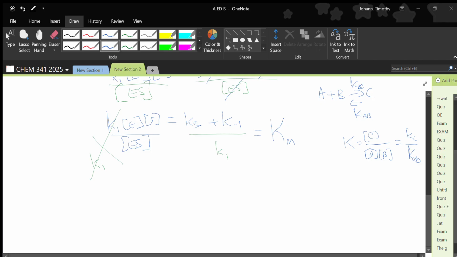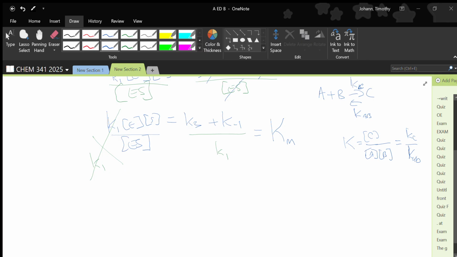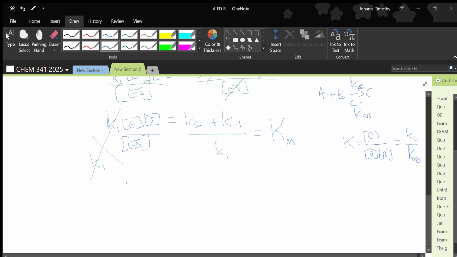Okay, so let me figure out where I was. That's where I was. Oh, yeah. Okay, so now we've got this great equation, right? Let's go ahead and rewrite it. We've got Km is equal to enzyme times substrate, that's free enzyme times substrate, over enzyme substrate, the complex, okay?